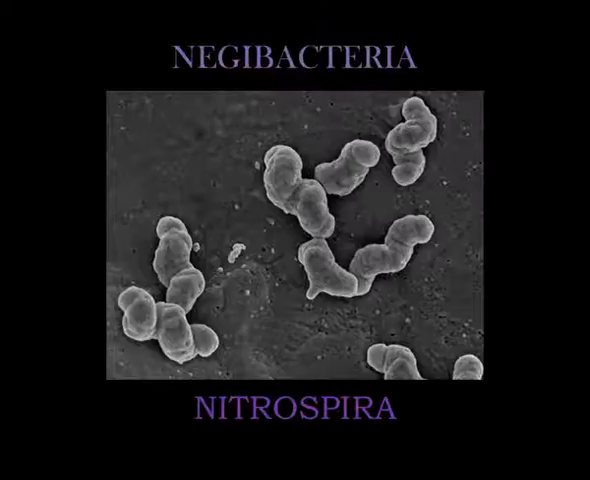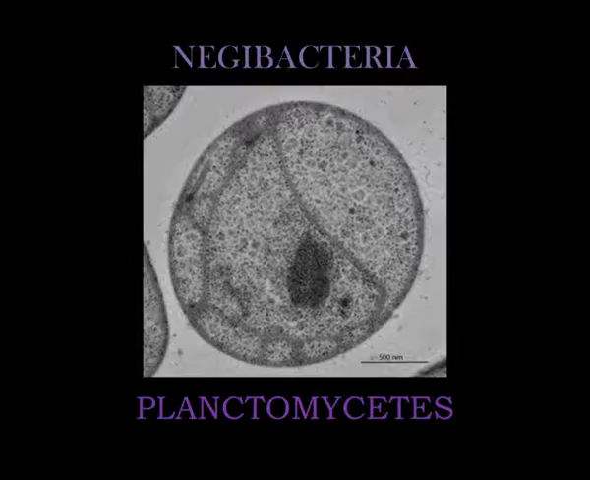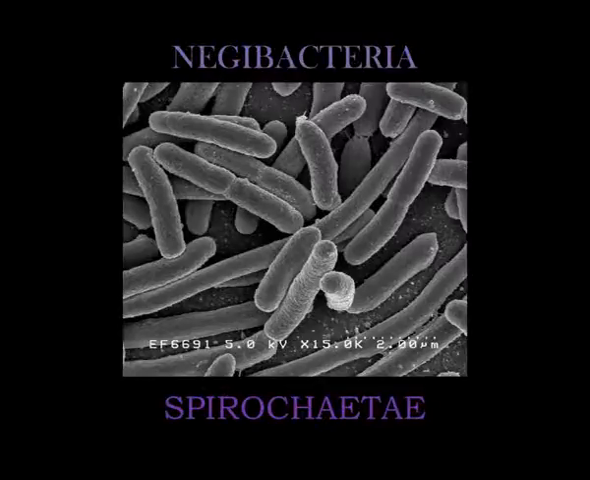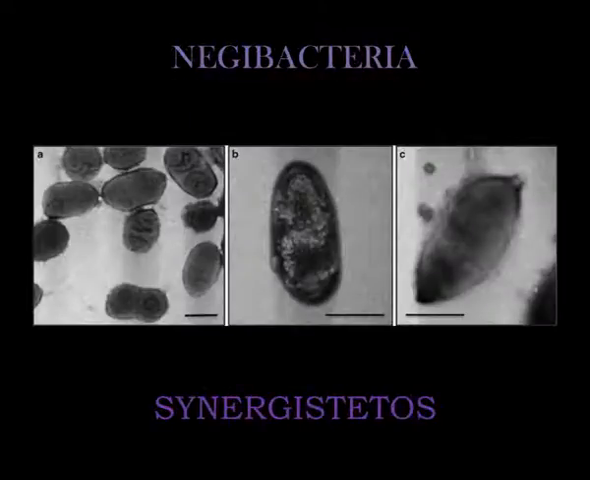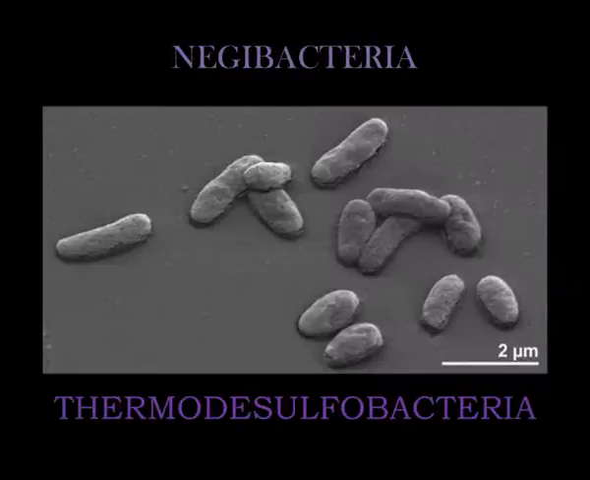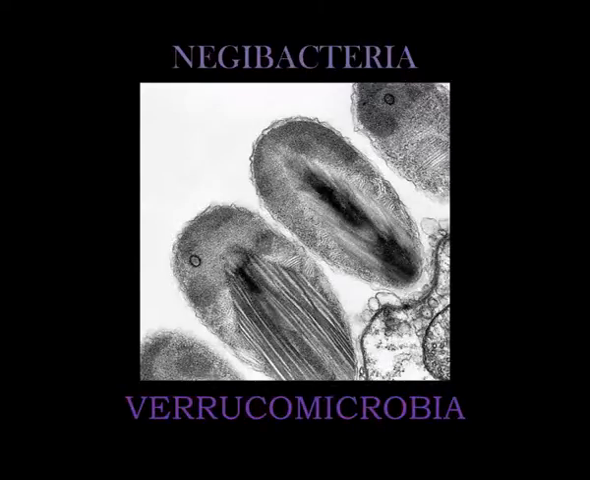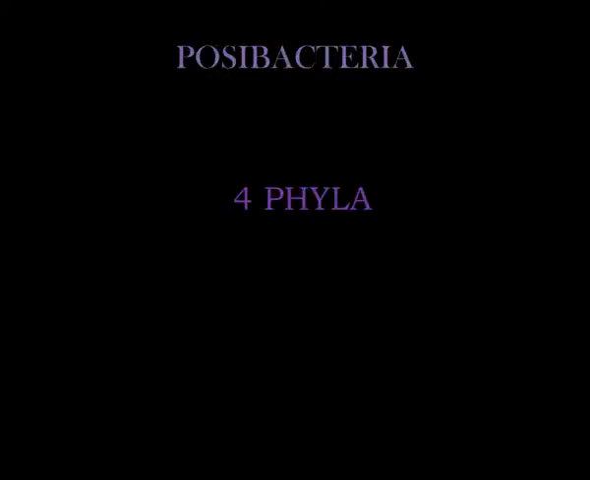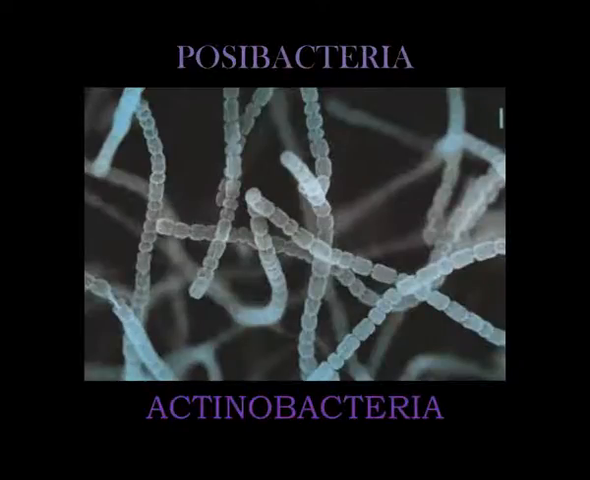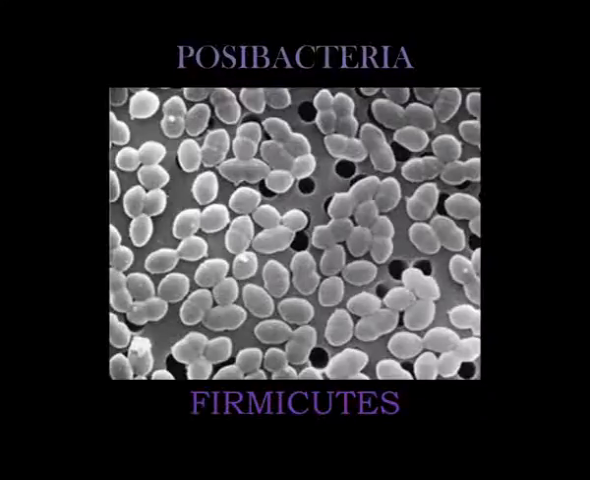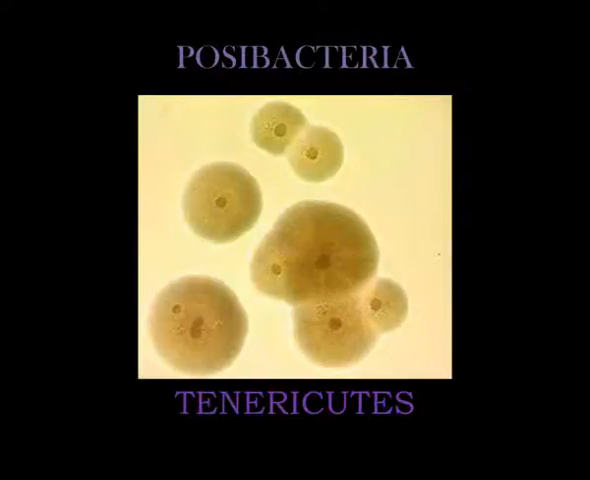Nitrospirae, Planctomycetes, Proteobacteria, Spirochaetes, Synergistetes, Thermodesulfobacteria, Thermotogae, Verrucomicrobia. The Posibacteria is divided in 4 phyla: Actinobacteria, Chloroflexi, Chlorobacteria, Firmicutes, Tenericutes. And here we finish with the Prokaryotes.